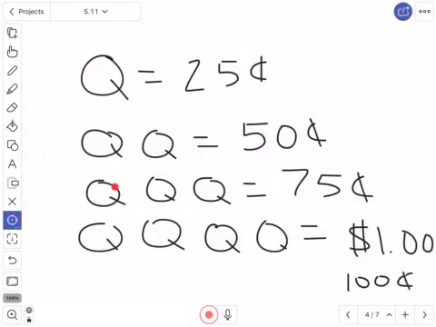Now I'm just going to practice this. 25. So if I have just 1, it's 25. If I have 2 of them, it's 25, 50. If I have 3 of them, 25, 50, 75. Or if you have all 4 of them, 25, 50, 75, $1. I'm going to do it one more time. You can say that with me, everybody. Ready? 25, 50, 75, $1.